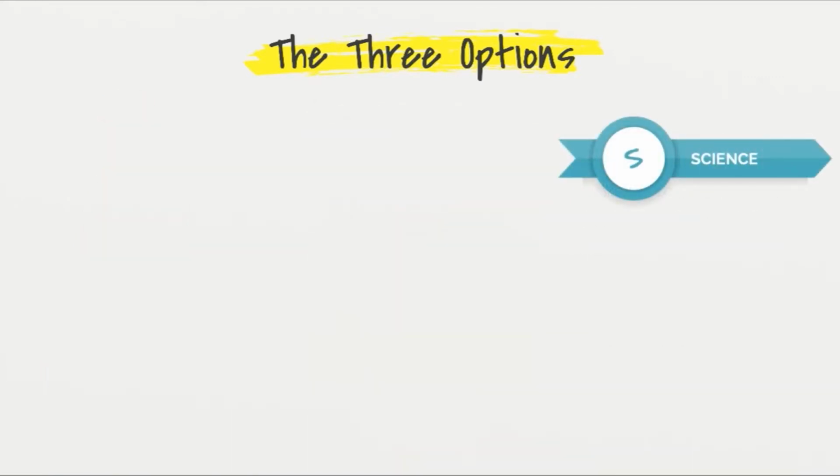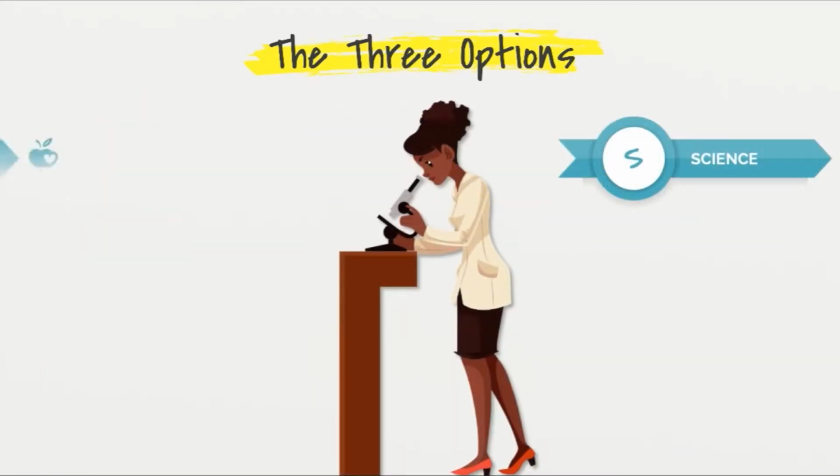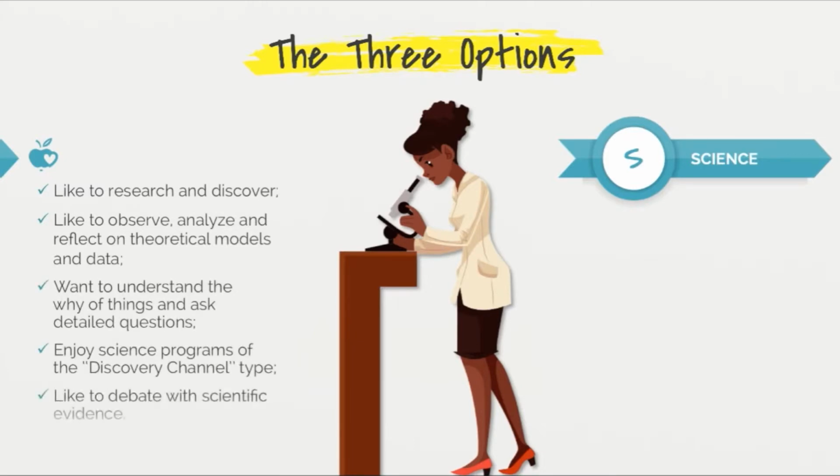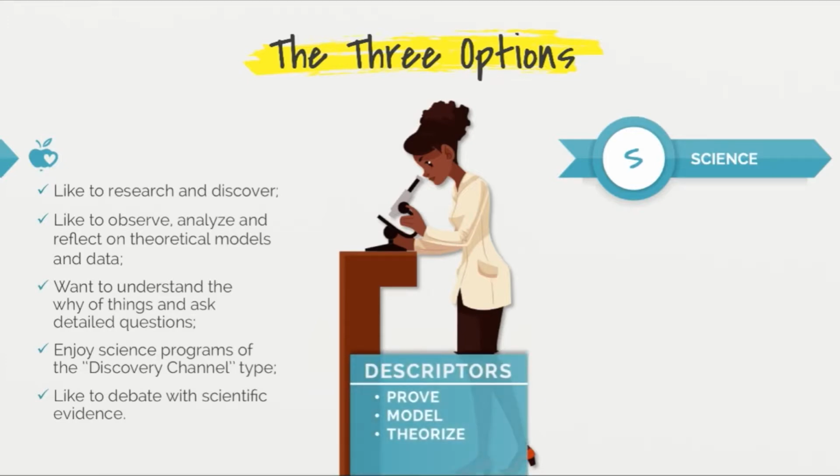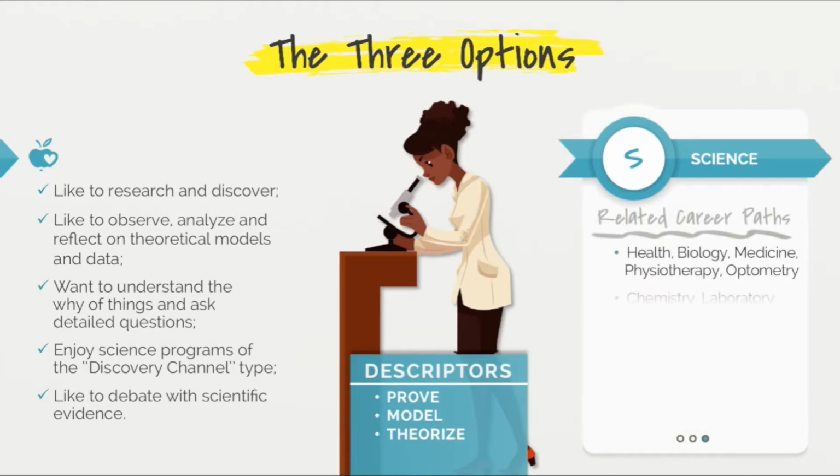The science option is intended for students who like to research and discover. They also like to observe, analyze, and reflect on theoretical models and scientific data. Descriptors for what students do in the S option are prove, model, and theorize. This option prepares students for studies related to health, biology, medicine, physiotherapy, and optometry.